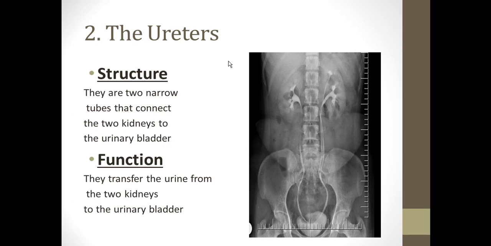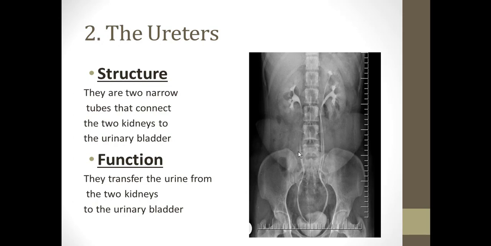The second organ is the ureters. Here are the kidneys, and what comes out from the kidneys? Here are the two tubes. These two tubes are called ureters. They are narrow. Narrow means that they are very thin.